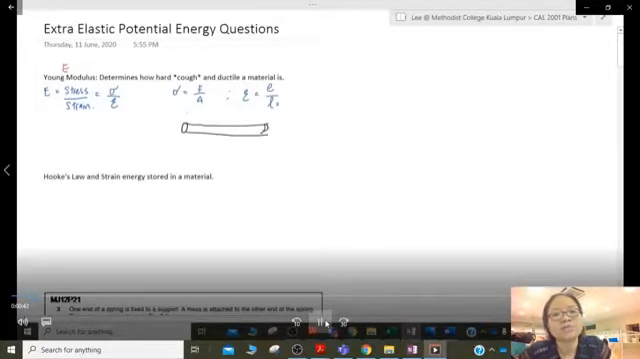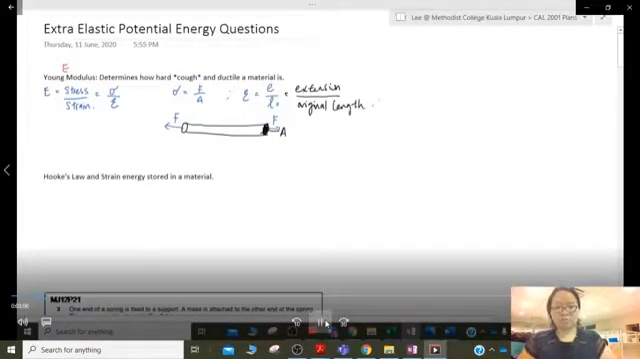Okay, so it's a bit like if you want to use the equation, right. This is the area, and we say stretch a material with a force F, so the material will elongate and become longer. Okay, and we'll take the extension divided by the original length of the material.